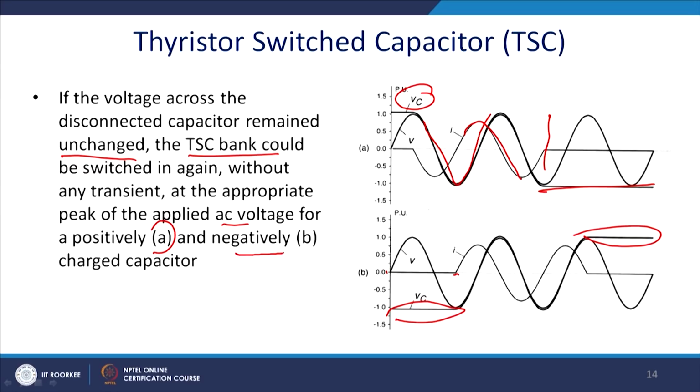If the voltage across the disconnected capacitor remains unchanged, the TSC bank could be switched on again without any transient at the appropriate peak value of the applied AC voltage, positive at A and negative at B when it is charged to the reverse polarity. So, as such there will be no transient when it is switched on. This is one of the advantages of the TCSC, that transient phenomena are not observed.